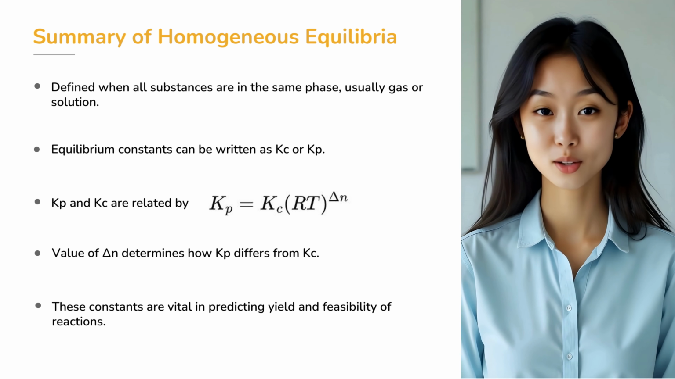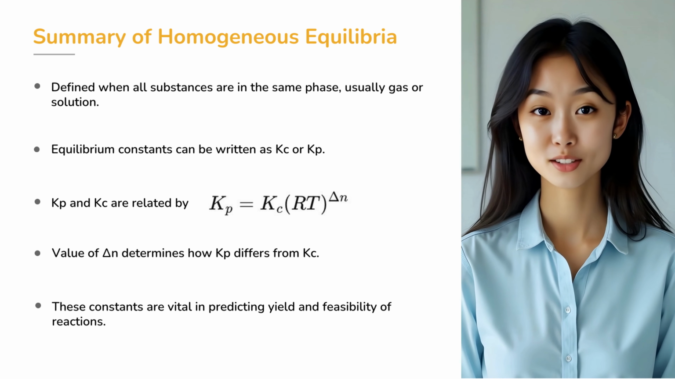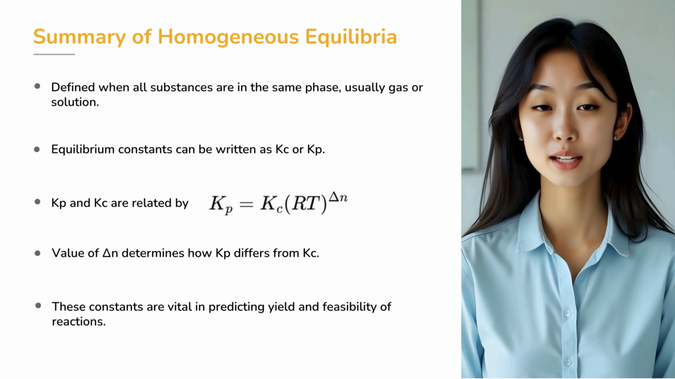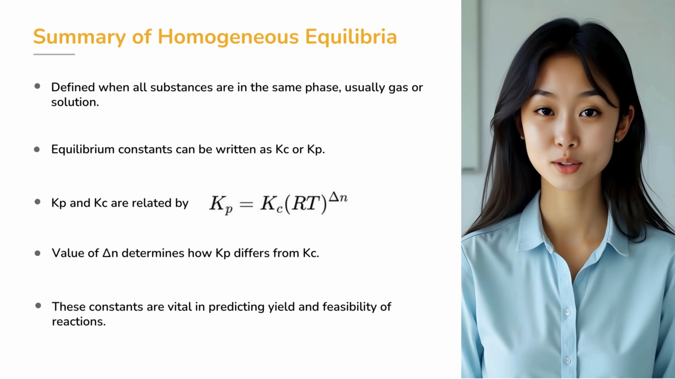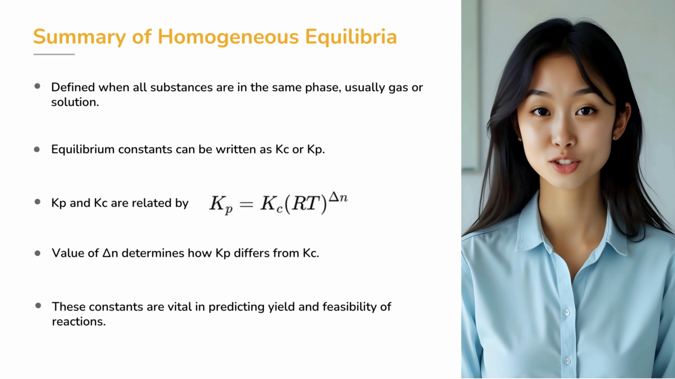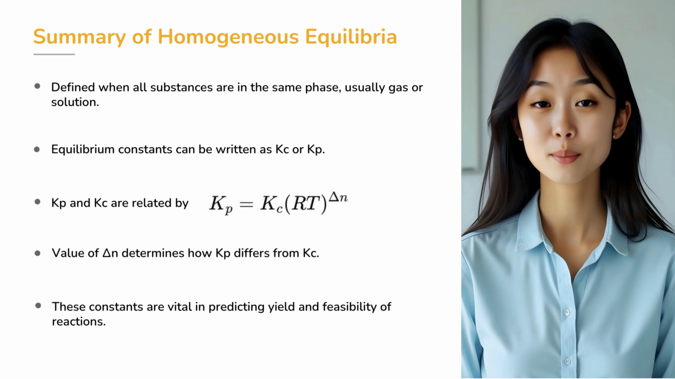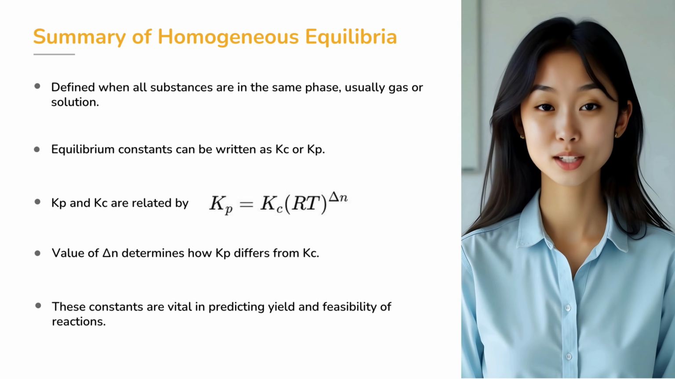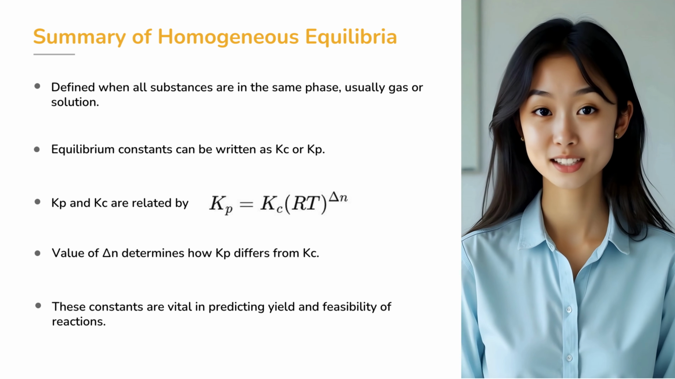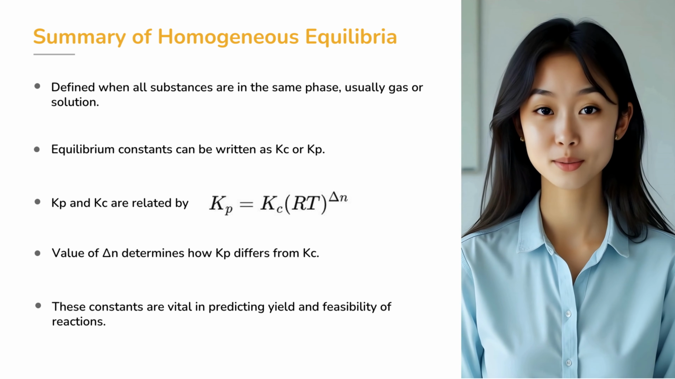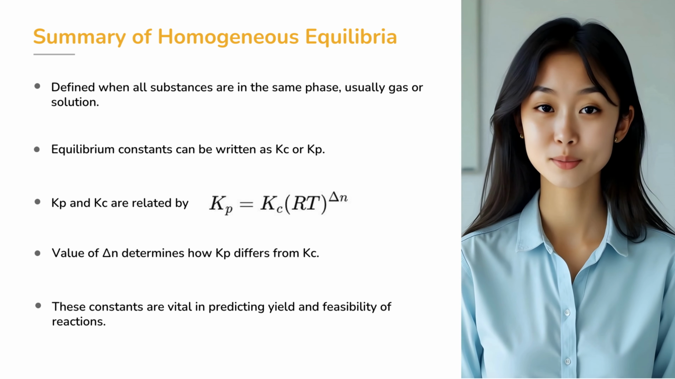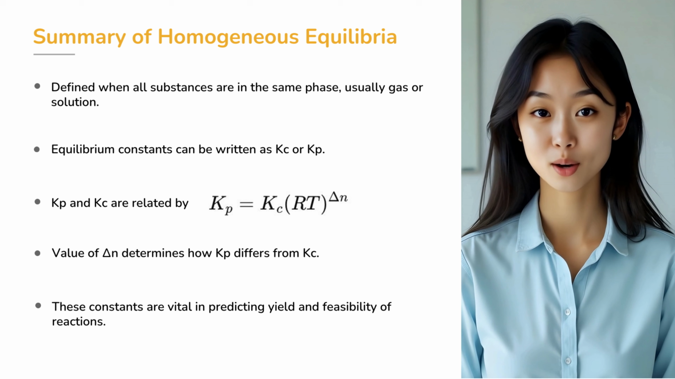These constants are critical for predicting yields and optimizing reactions in both laboratories and industries. So, whenever you think of equilibrium constants, remember, they are not just mathematical symbols. They are the guiding tools of chemistry in action. So, to wrap up, homogeneous equilibria show us the balance of reactions when everything exists in the same phase. Whether it's gases combining in a sealed vessel or ions mixing in a beaker, the concepts of Kc and Kp help chemists measure, predict, and control outcomes.